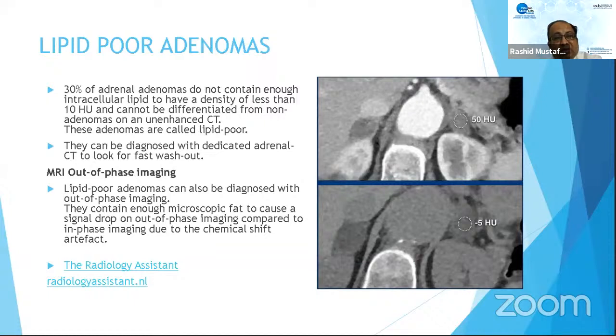Lipid poor adenomas are 30% of all adrenal adenomas. They do not contain enough intracellular lipid to have a density of less than 10 Hounsfield units and cannot be differentiated from non-adenomas on an unenhanced CT scan. They are diagnosed with dedicated adrenal CT to look for fast washout. And MRI out-of-phase imaging shows lipid poor adenomas contain enough microscopic fat to cause a signal drop in out-of-phase imaging compared to in-phase imaging due to chemical shift artifacts.